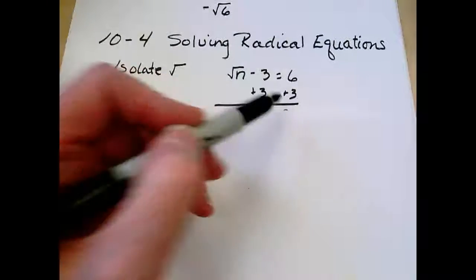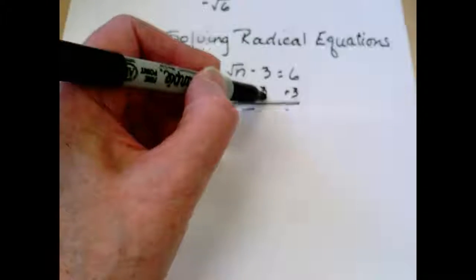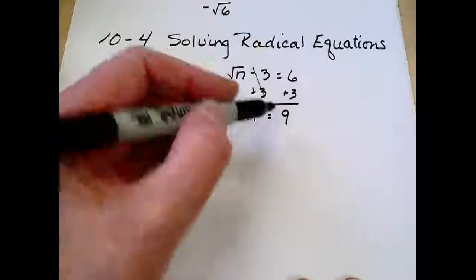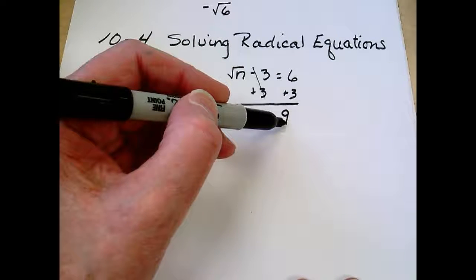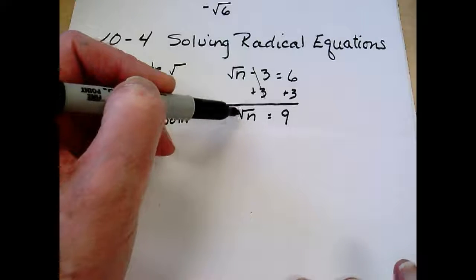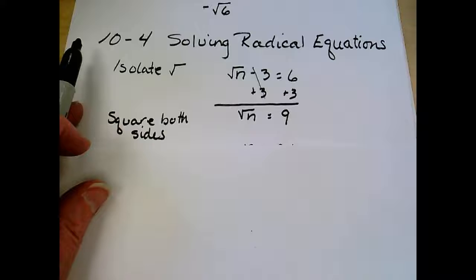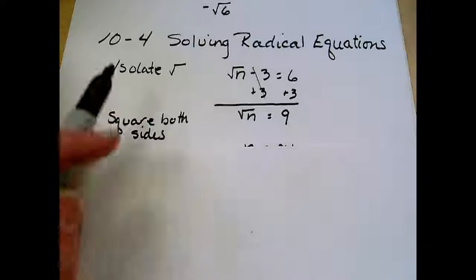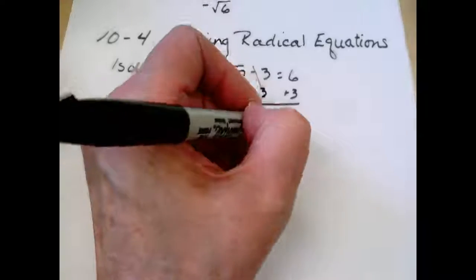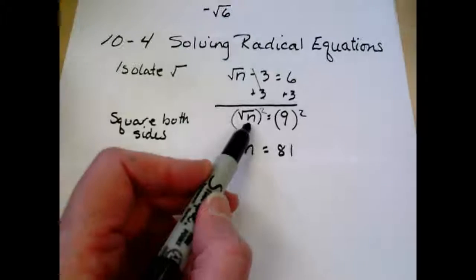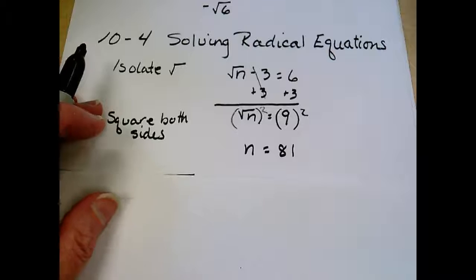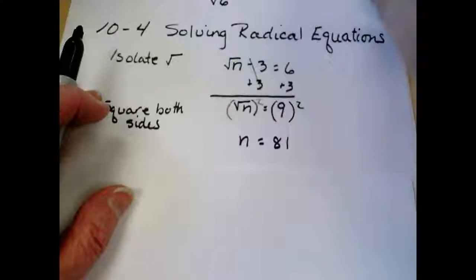Make sure you're on opposite sides of the equal sign. Then minus 3 and plus 3 cancels, and I get the square root of n equals 6 plus 3, which is 9. And this is where it's different. I'm not done now. I have a square root in here. So now I have to square both sides of the equation. So when I square this whole term and this side, the square root of n times the square root of n is n. 9 squared is 81. And now my equation is complete.